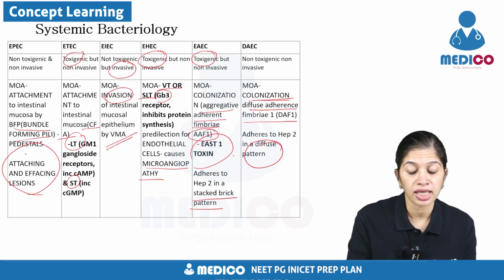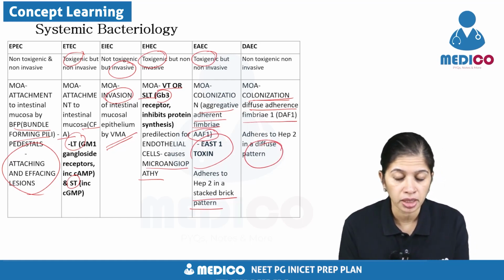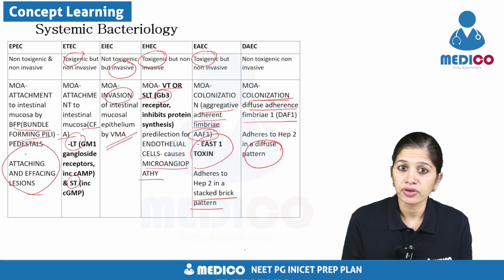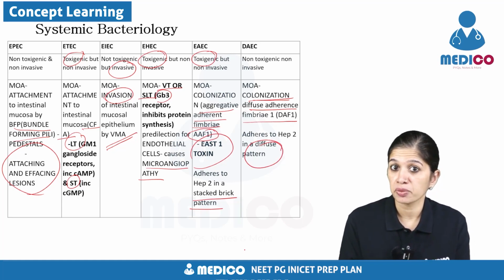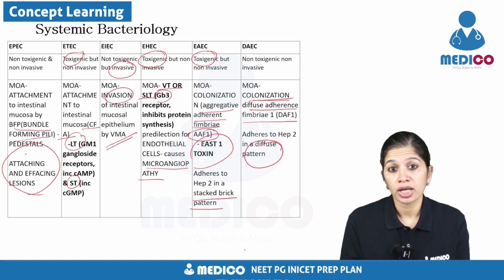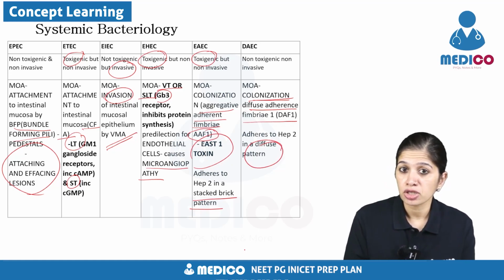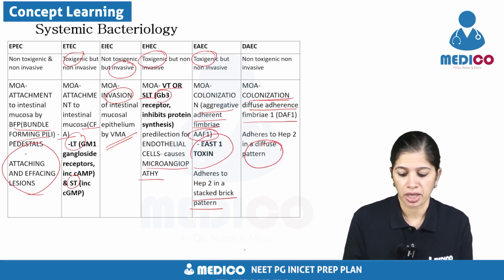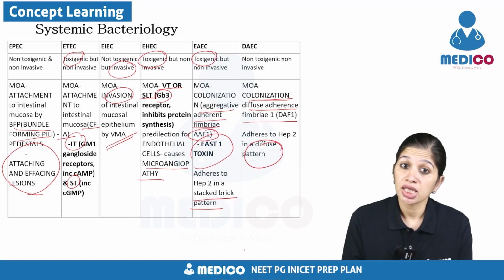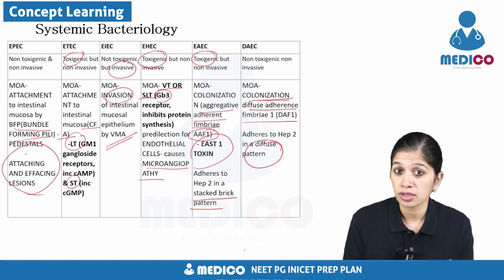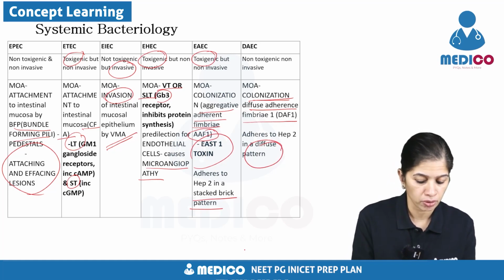So if you look at it, EAEC and DAEC have some things in common and some things different. The main difference is that EAEC is toxigenic. It produces EAST1 toxin. Otherwise, it's got AAF1, the other one has got DAF1. Both cause colonization. One has a stacked brick pattern on HEp-2, the other has a diffuse pattern on HEp-2. So now I hope this table is clear. So remember ETEC, labile toxin, stable toxin. Remember EIEC, invasive. And enterohemorrhagic, it's got verotoxin or Shiga-like toxin, protein synthesis inhibition, and microangiopathy.